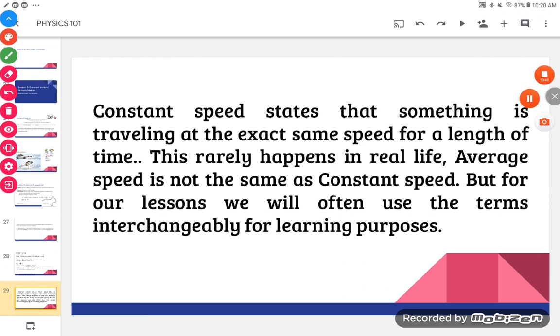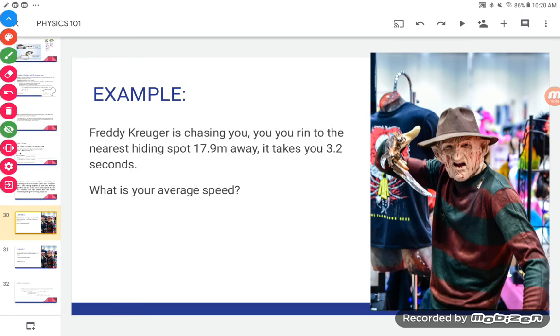Yeah, so let's talk about this example here. So Freddy Krueger is chasing you. Obviously, you're sleeping. If you run, it should say run, to the nearest hiding spot, 17.9 meters away, it takes you 3.2 seconds to get there. What's your average speed? Okay, so average speed, I'm going to use S equals change in distance over change in time.